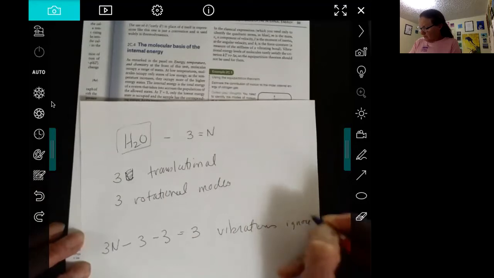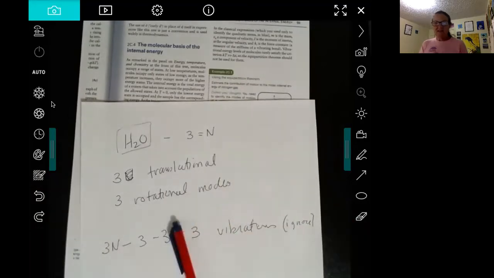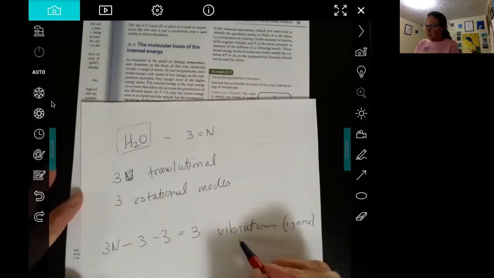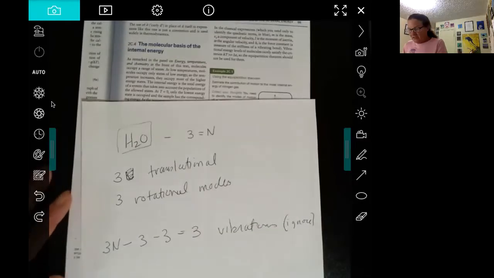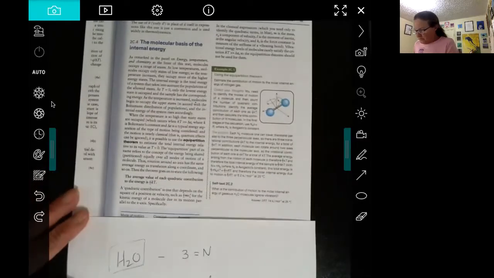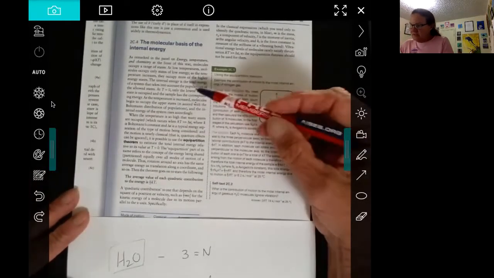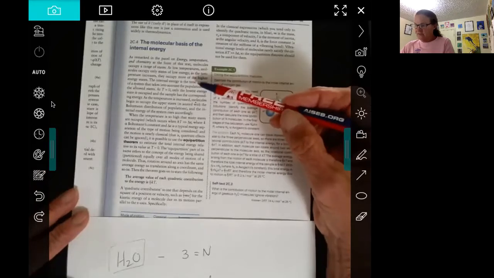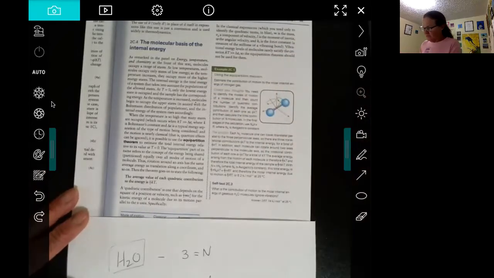And the reason you ignore those is because as energy is moved in and out of a system, it has to go places. But at room temperature, it takes so much energy to excite a vibration that you're probably not going to put energy in there. The vibrational modes will only be important at high temperature, which, if you read the molecular basis of internal energy, it will talk about that in here.